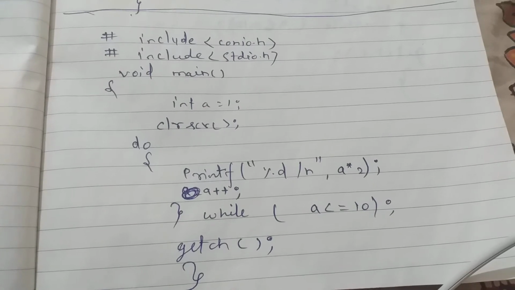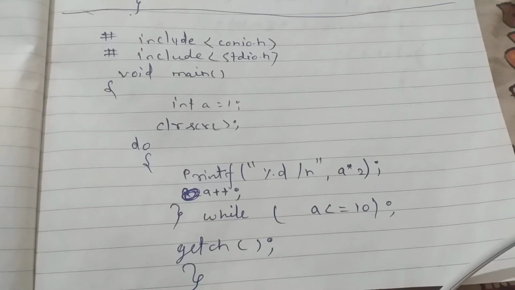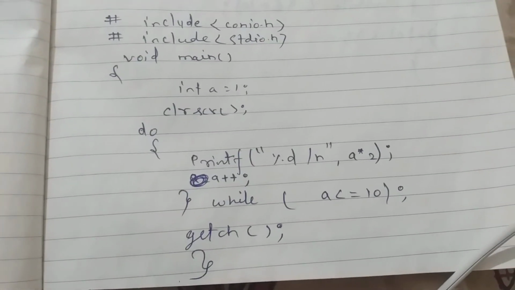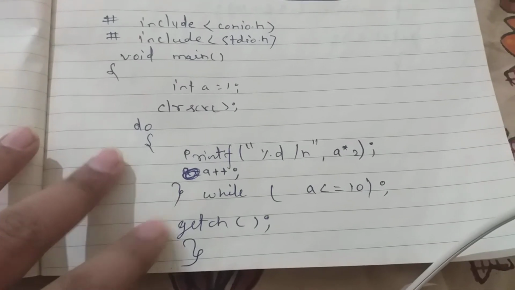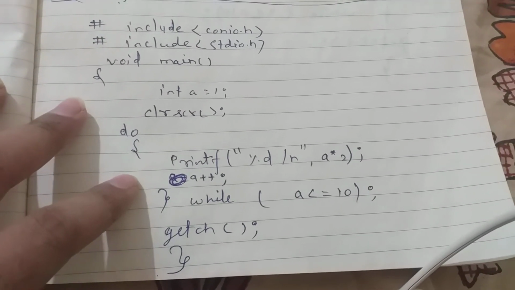In this video, we will solve some programs related to do while and while loops. So, here is a program in which we want to print the table of 2.